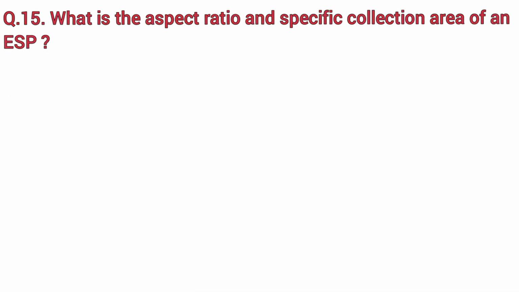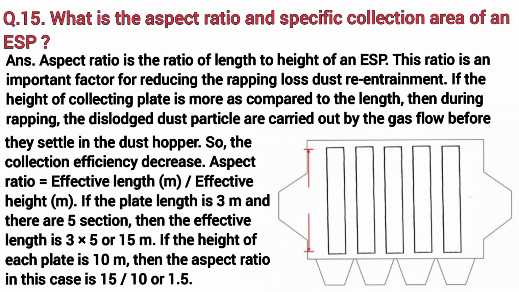What is the aspect ratio and specific collection area of an ESP? Aspect ratio is the ratio of length to height of an ESP. This ratio is an important factor for reducing the rapping loss, dust re-entrainment. If the height of the collecting plate is more compared to the length, then during rapping, the dislodged dust particles are carried out by the gas flow before they settle in the dust hopper. So, the collection efficiency decreases.